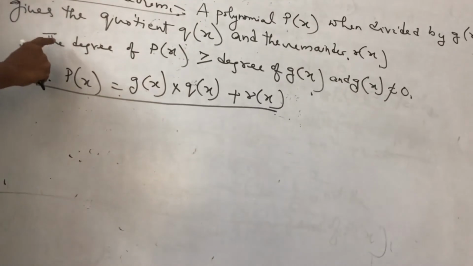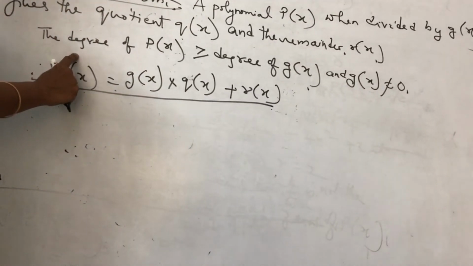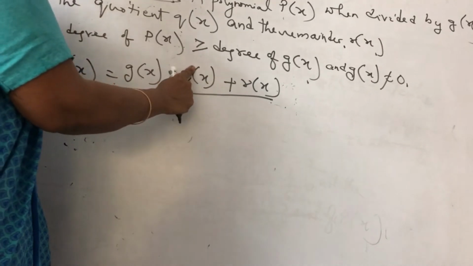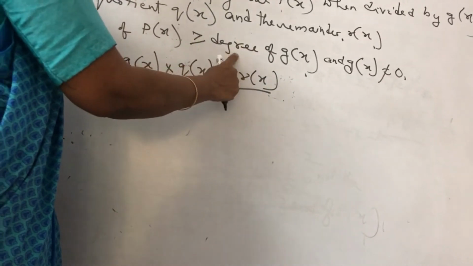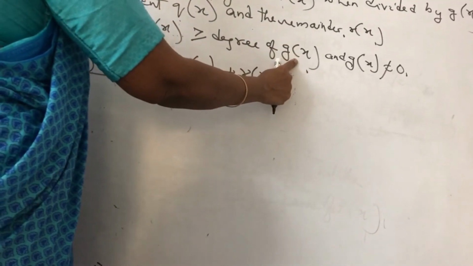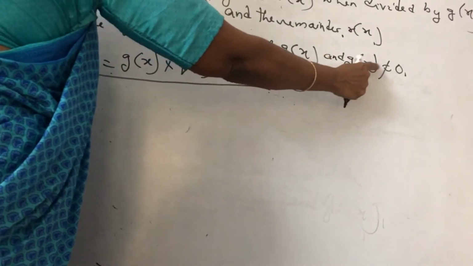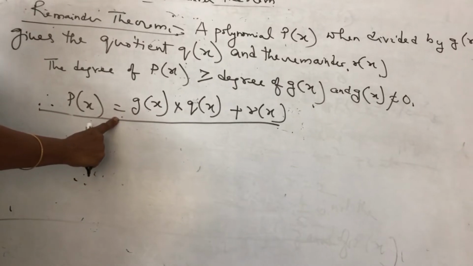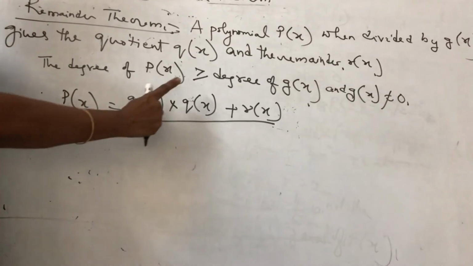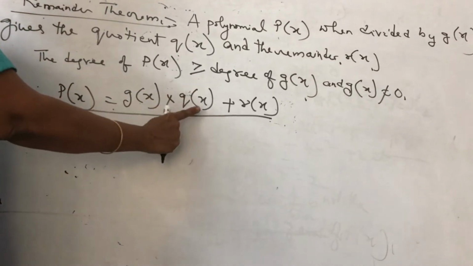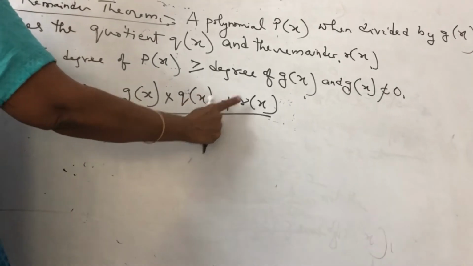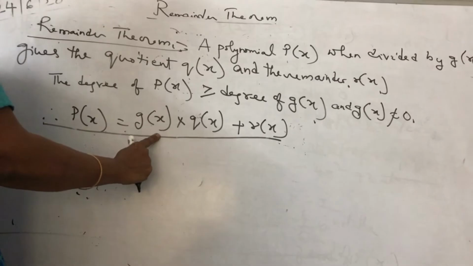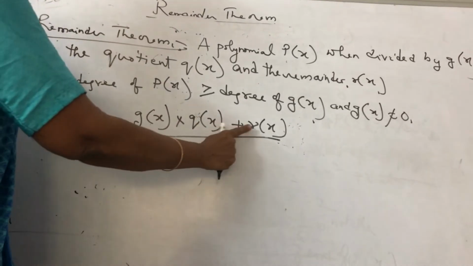You know, and this is the standing rule, children. The degree of p of x should be greater than or equal to the degree of g of x, and g of x is never equal to 0. Dividend is equal to divisor into quotient plus remainder.